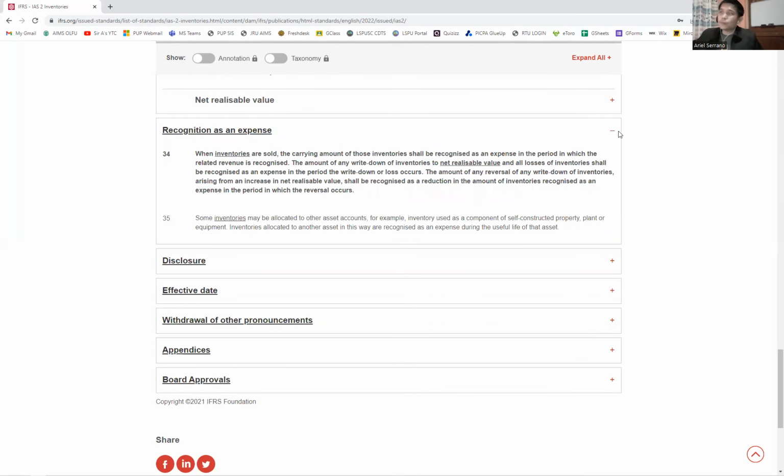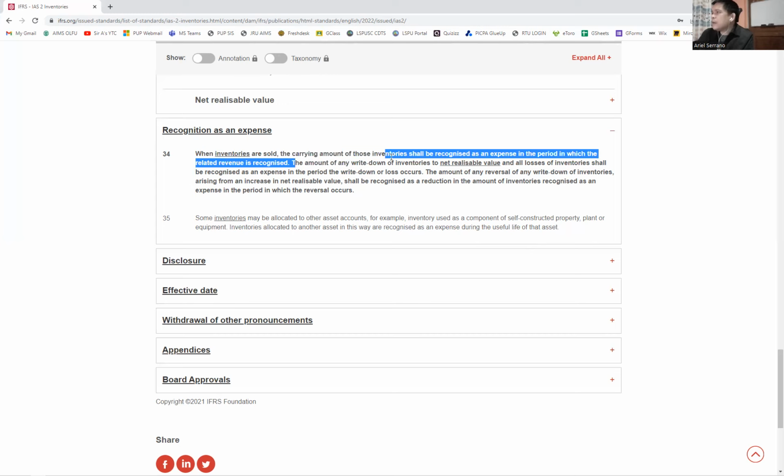Pag nabenta mo na yung produkto, kasi bakit ba? Ano bang purpose ng inventory? Para ibenta, di ba? Whether merchandising type of business ka or manufacturing type of business, ibebenta din naman natin eventually. Pag nabenta na yon, we need to expense the related inventory. So when inventories are sold, the carrying amount of those inventories shall be recognized as an expense in the period in which the related revenue is recognized. Kung kailan nabenta, doon mo din i-recognize yung cost.